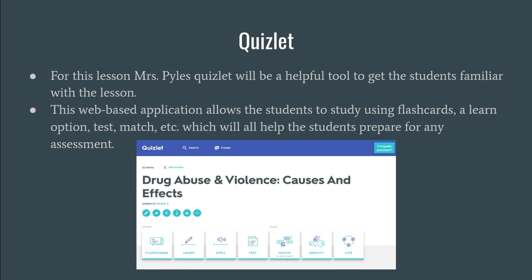Like I said, it allows them to use flashcards and learn, options like test and matching, all of the above basically, and it can really get the students involved in their learning.